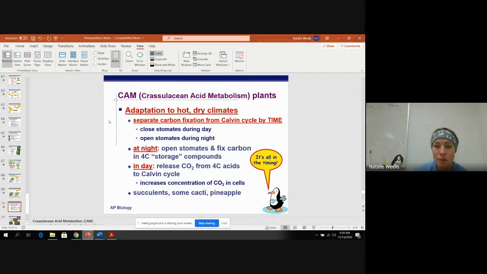So at night, they're going to open their stomata, and then they're able to exchange carbon, they're able to do all that stuff, and they put it into storage compounds. That storage compound is an acid. That's why it's called Crassulacean acid metabolism. During the day, they're going to break down those acids into carbon dioxide and put them into the Calvin cycle. So this is how succulents, like I have a little succulent on my desk, actually do photosynthesis. Some cacti, and also, most importantly, in my opinion, pineapple.